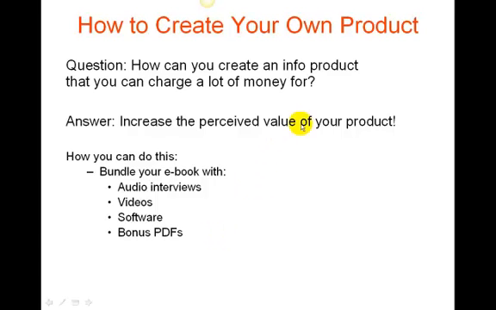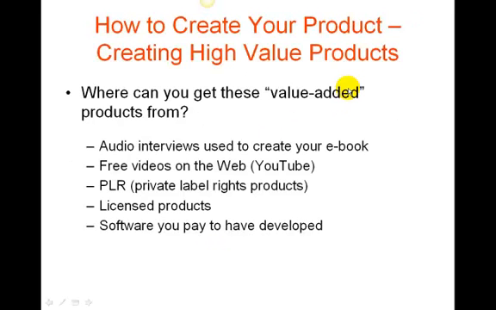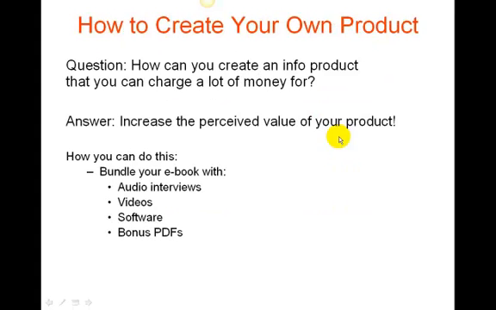Okay, so as I mentioned in a previous slide, one of the biggest mistakes that people make is either creating or choosing an affiliate product that is very cheap, very inexpensive, and they either lose money or they don't make much money by doing that. So the question is, how can you create an info product that you can charge a lot of money for? And as I alluded to before, you can increase the perceived value of your product, and that's the key. The key word there is perceived value.